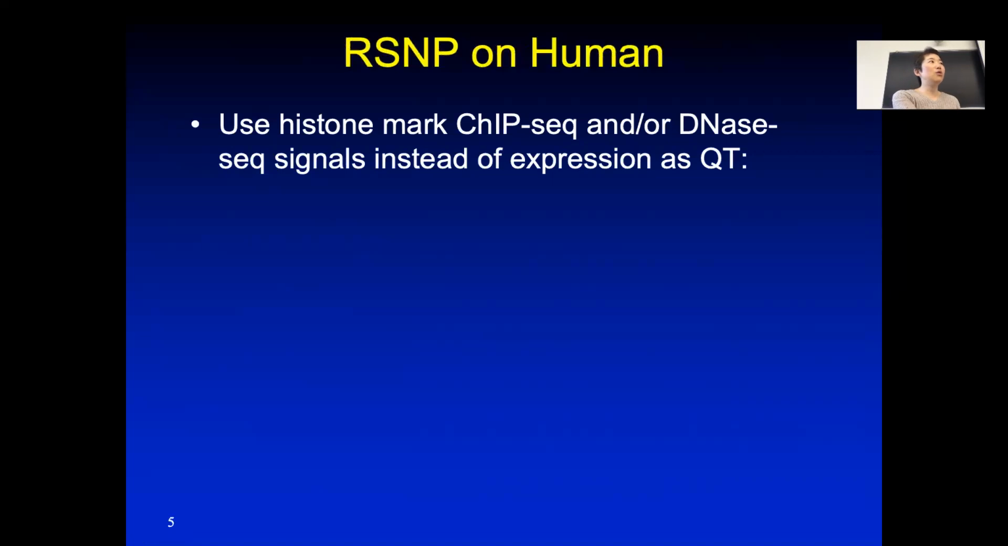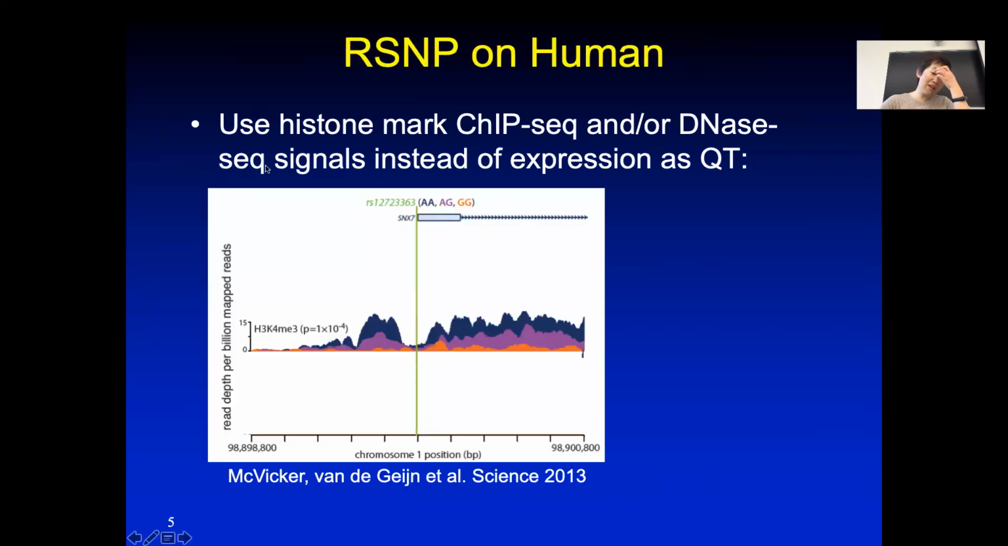In order to do eQTL, you probably need around 100 different mice to do this experiment. But recently people are looking at histone modification or DNase, and there they might only need a few samples to look at this, or even a single sample.